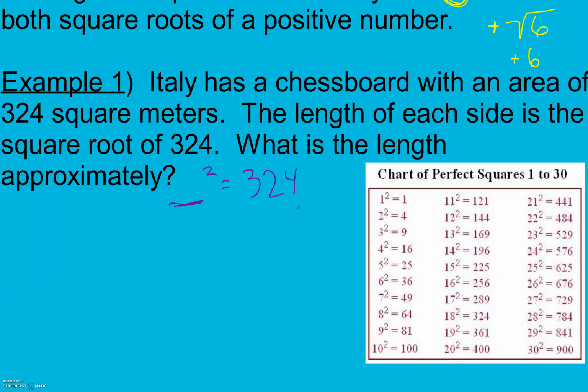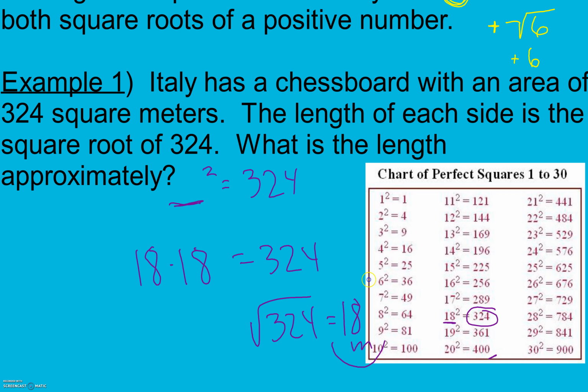Here I've put on a chart of perfect squares from 1 to 30. So 1 squared is 1, 2 squared is 4, 3 squared is 9, and so on. On the board in my room, I have up to 20 squared, so these extra ones are here. We're looking for 324, and that's 18 squared. So here, the side lengths are going to be 18 times 18 to get to 324. So the square root of 324 is 18 meters.